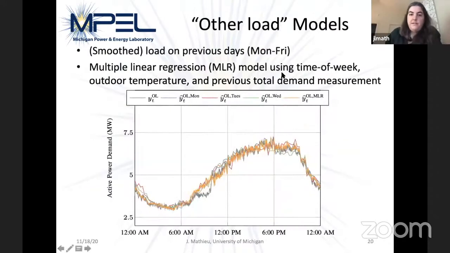The other load models are very simple. We just take historical data. In one case, we just smooth previous days' data and use that as a model. In another case, we use a linear regression model that's based on time of week, outdoor temperature, and previous total demand.